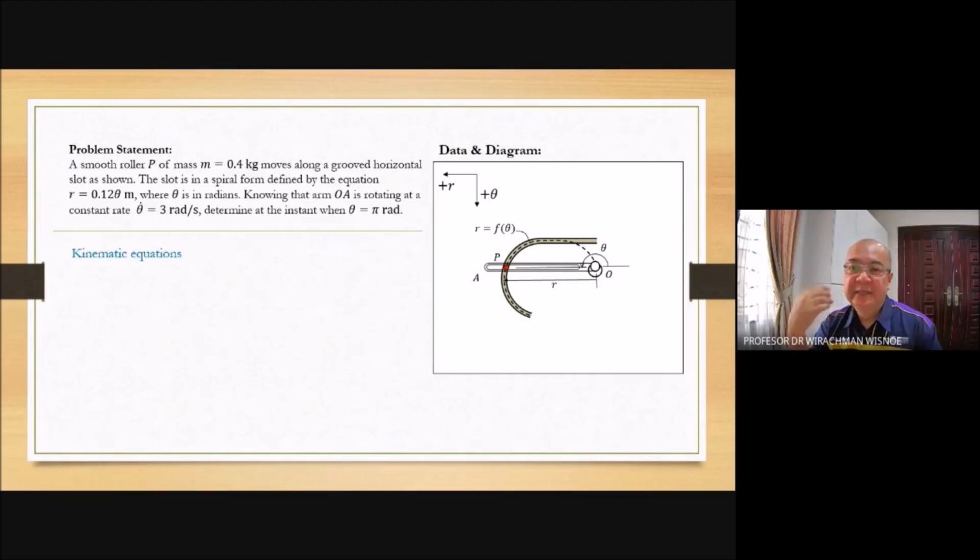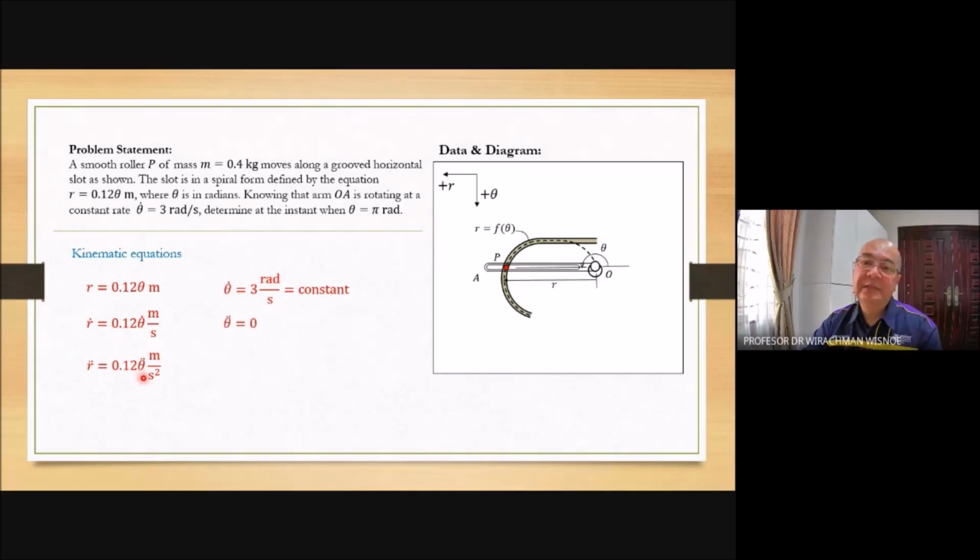Let's start with the kinematic equation. The expression of r is given in the problem. So having r, you can calculate r dot. You differentiate with respect to time. So r dot equals 0.12 theta dot, and then r double dot is 0.12 theta double dot. And you have that theta dot is constant, 3 radian per second, stated there. So when theta dot is constant, it means theta double dot is 0. So it means r double dot is also 0.